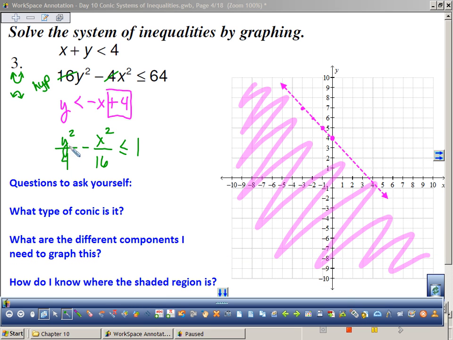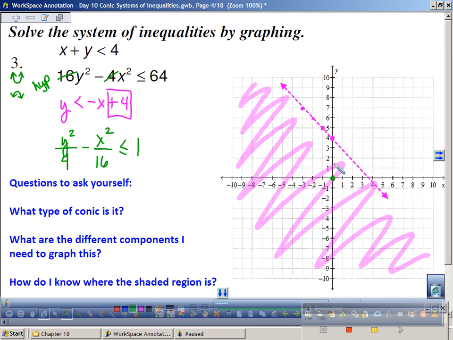Fantastic. All right, so I'm going to start, where is my center? 0, 0. How far am I going to go up on the y? 2. How far am I going to go on the x? 1, 2, 3, 4. 1, 2, 3, 4.